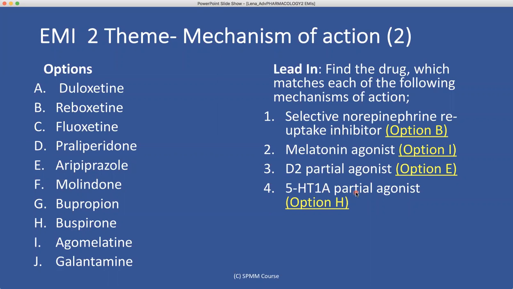Now, aripiprazole is also a 5-HT1A partial agonist, but if they ask for only one option, better to choose the one which is primarily acting through 5-HT1A partial agonism, and that's buspirone. So just reviewing all of the answers for this EMI. Question number 1, selective norepinephrine reuptake inhibitor is reboxetine. Question number 2, melatonin agonist is agomelatine. Question number 3, D2 partial agonist is aripiprazole. Question number 4, 5-HT1A partial agonist is buspirone.